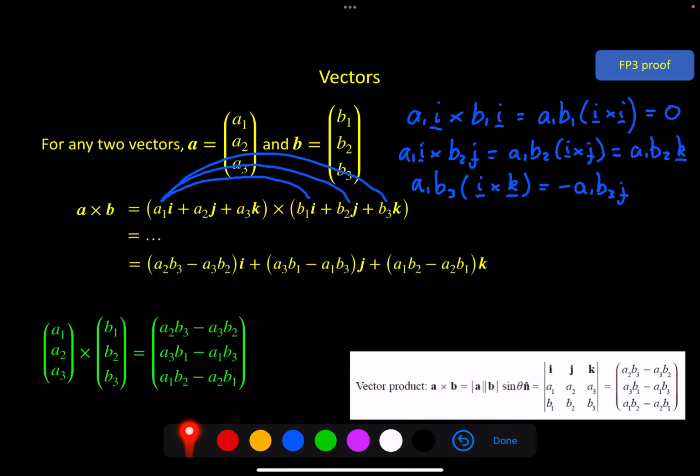This is given to you in the formula booklet, the definition, this way of finding the answer, and also this here, which is to do with matrices, which we'll talk about in chapter 6.